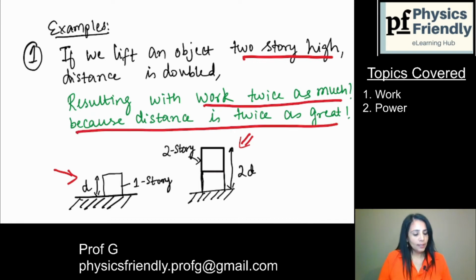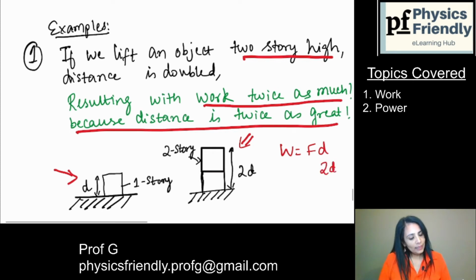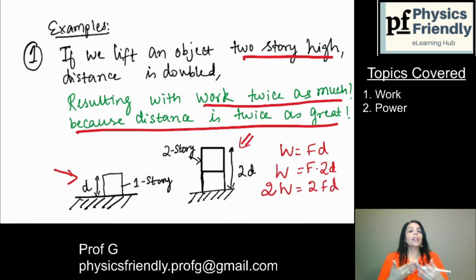So let's look at this. What we know is W equals F times d. That's the definition of work, correct? Force times distance. Now, if it is 2d times F, work is also doubled, or twice as much, when the distance is twice as great.